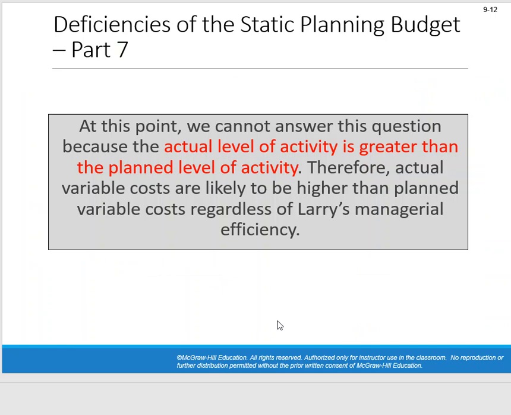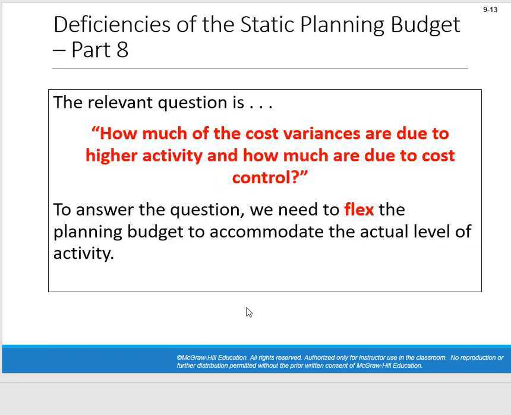We can't answer this question because the actual level of activity is greater than the planned level of activity. Therefore, the actual variable costs are likely to be higher than planned variable costs, regardless of how well Larry did at controlling his costs, his managerial efficiency. So what we want to get at is how much of the cost variances are due to higher activity and how much are due to cost control. And in order to answer that question, we need to use a flexible budget. So we're going to flex the planning budget to accommodate the actual level of activity.